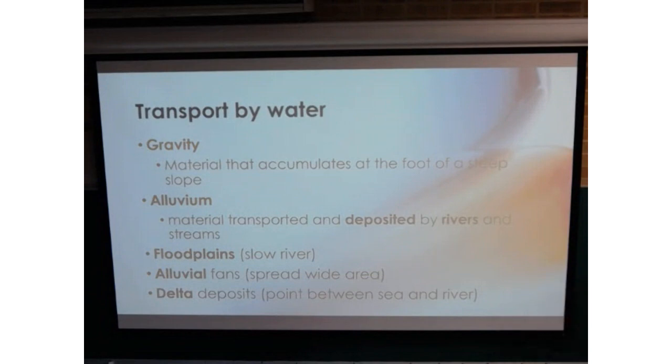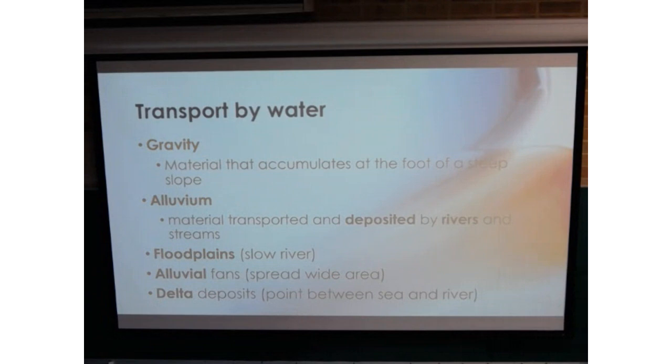So material that accumulates at the foot of a steep slope, we call colluvium, and alluvium. Alluvium is a material transported and deposited by a river and stream. We call it alluvium, or like stream.